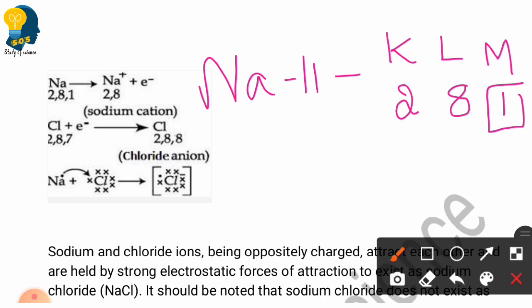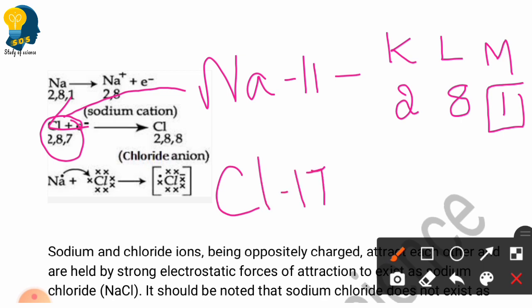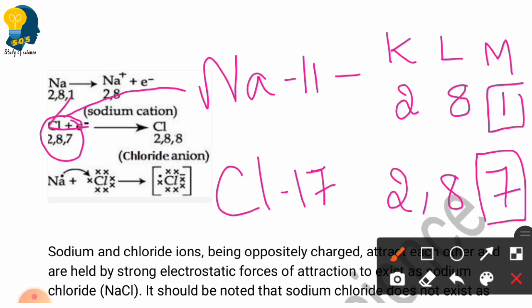So when sodium comes in contact with chlorine, it will immediately lose 1 electron. Sodium will lose 1 electron immediately when it comes in contact with chlorine. Why? Because the atomic number of chlorine is 17, and on its K shell it has 2 electrons, on its L shell it has 8 electrons, on its M shell it has 7 electrons. So chlorine has 7 electrons on its valence shell.